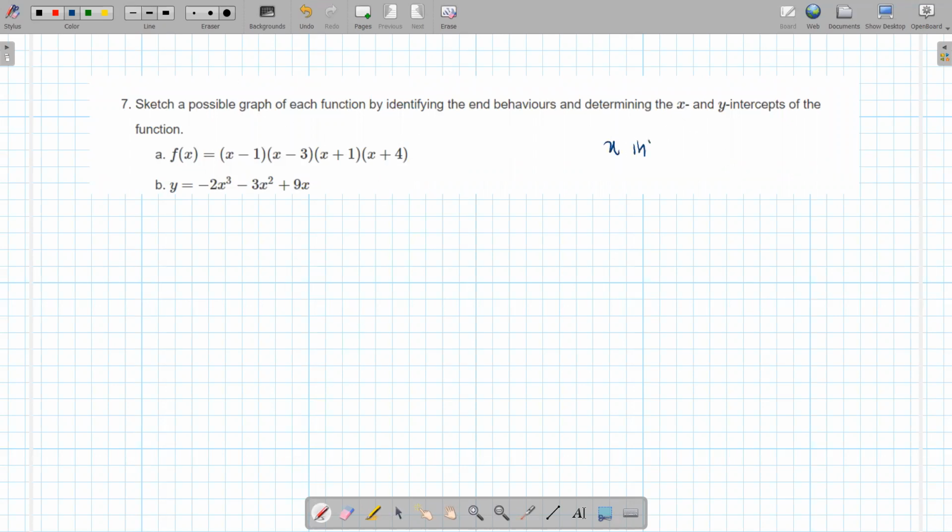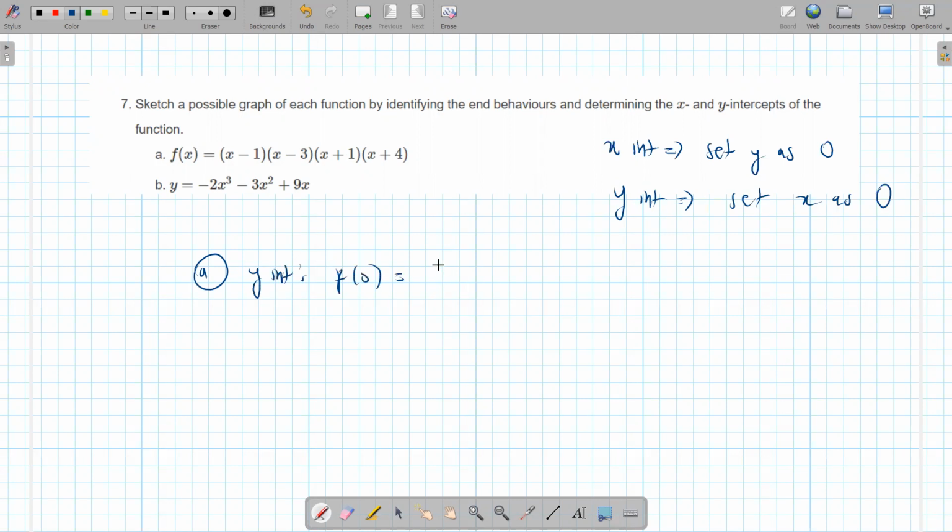So let's look at this. For the x-intercept, you want to set y as 0, okay? And then conversely, for the y-intercept, you set x as 0. So that's the bottom line here. Let's do A. So this is f of x. Let's first find the y-intercept. It's a little bit easier. So the y-intercept is simply f of 0. We're just setting x as 0, okay?